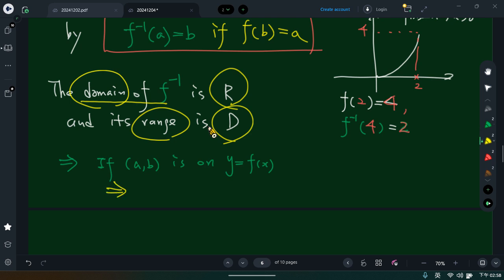then we can imply that (B, A) is on y equal to f inverse of x. Right? With A as the input, we can get B. But for the inverse, B will be the input, then we get A back. So this is an inverse function.